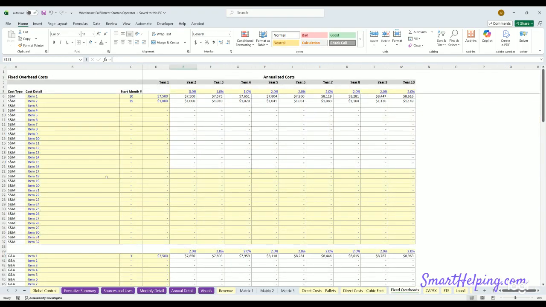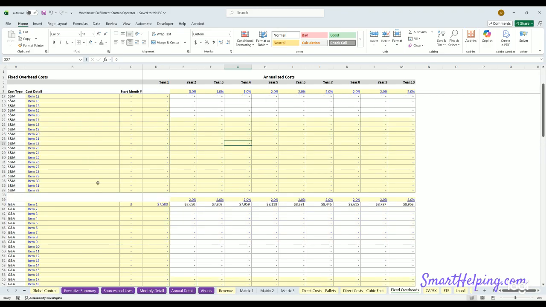Fixed overheads. This is just for rent, utilities, any fixed expenses, or any expense you're not accounting for elsewhere that you want to put here. You've got a start month and the annualized cost amount, and then you could change the top section, which changes based on the percentage. The bottom is just manual, and this is your annual cost each year. We've got 3 different sections for this.